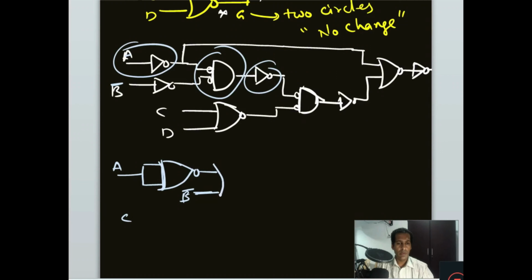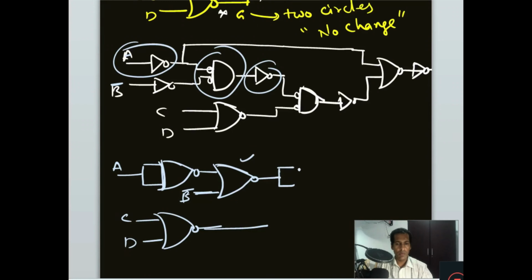This inverter in line B has been removed, assuming B bar is available. So here we will remove it, and this one will connect to the next NOR gate. Then C and D are already connected to one NOR gate. The output of this one is connected with one inverter, so for this also we require one NOR gate. So this one also will convert as a NOR gate.